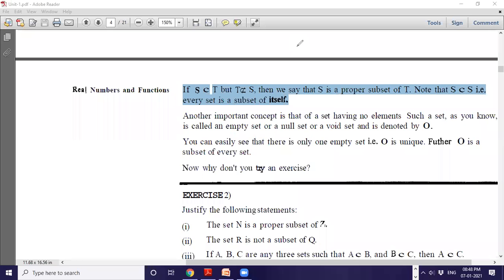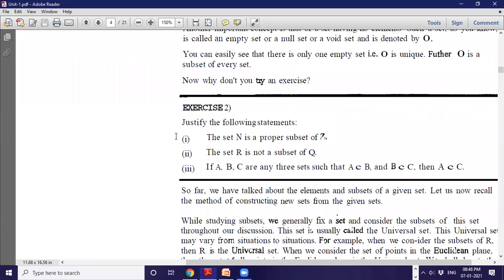Okay, let's now 3 question मैं दे रहा हूं, note down करो. Please write this question. Okay, actually these are the statements, you have to verify them. And the first one is the set N is a proper subset of Z. And what is Z? Z is a set of integer. So आपको justify करना है जो set of natural number है, that is a proper subset of Z.